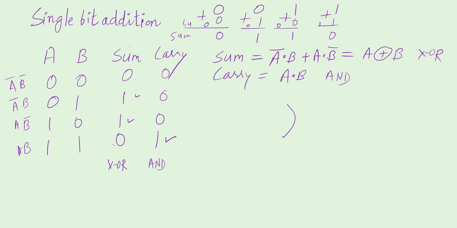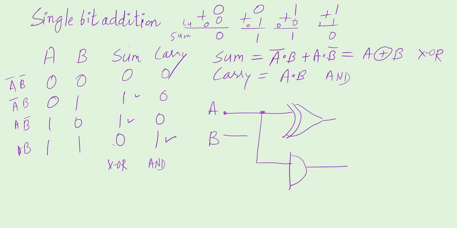So this is the XOR gate. This is the AND gate. Both have the inputs A and B. So this is the A input. This A input is connected to the XOR gate as well as the AND gate. The B input is also connected to the XOR gate as well as to the AND gate. Then the XOR gate output will generate the sum and the AND gate output will generate the carry.